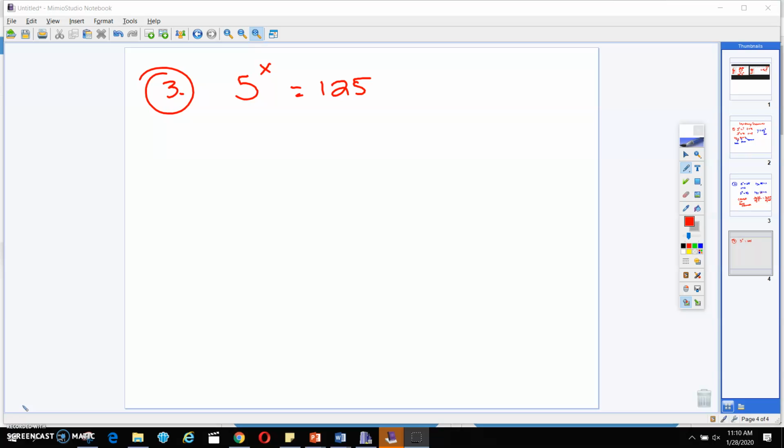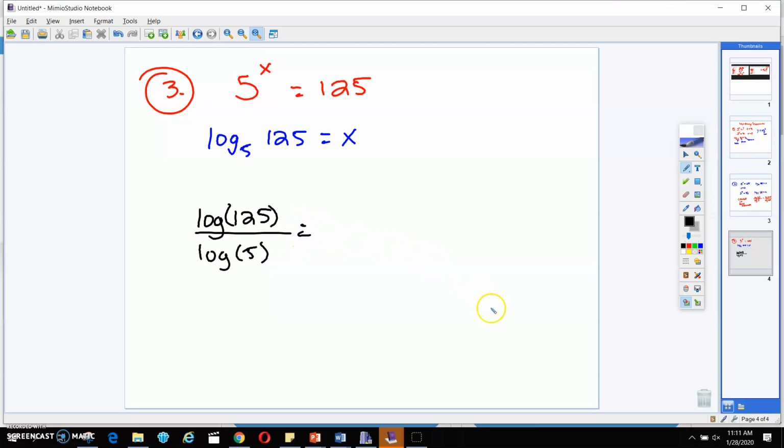For 3, we have 5 to the x power equals 125. So first we're going to put this in log form, and then we're going to type it into our calculator. Now, we could probably do this in our heads, but we want to get that practice in. So in order to write this in log form, we're going to say log base 5 of 125 equals x. Okay? In order to put this into your calculator, the way you're going to type it in is you're going to say log of 125 in parentheses over log of 5.